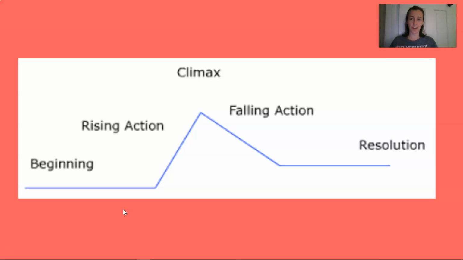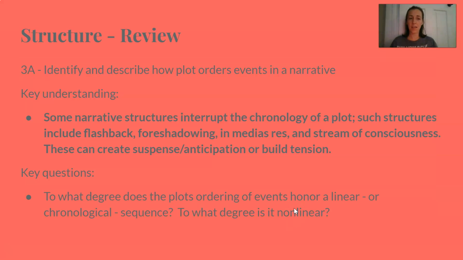This is the linear structure of a narrative. This is presupposing a linear structure. But, as you remember from The Joy Luck Club, there are different narrative structures. And this is 3A, identify and describe those structures. Some narrative structures interrupt the chronology of a plot. Those structures include flashback, foreshadowing, in medias res, and stream of consciousness.